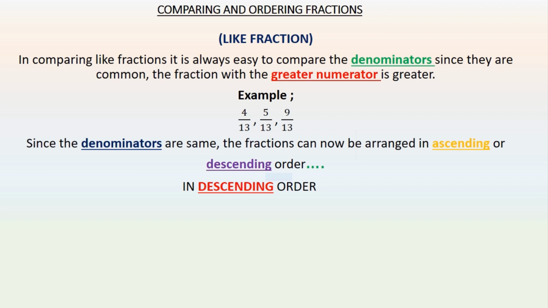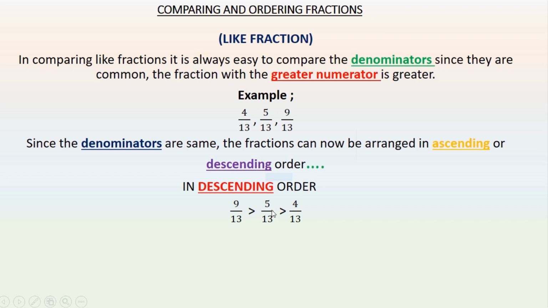We look at the numbers on top, which we call numerators. Here the greatest numerator is 9, followed by 5 and followed by 4. So let's arrange these in that order. We have 9 is greater than 5, followed by 4. This arrangement is called arranging in descending order, from the greatest number to the least number. You can see the greater than symbol separating the fractions, making it descending order.